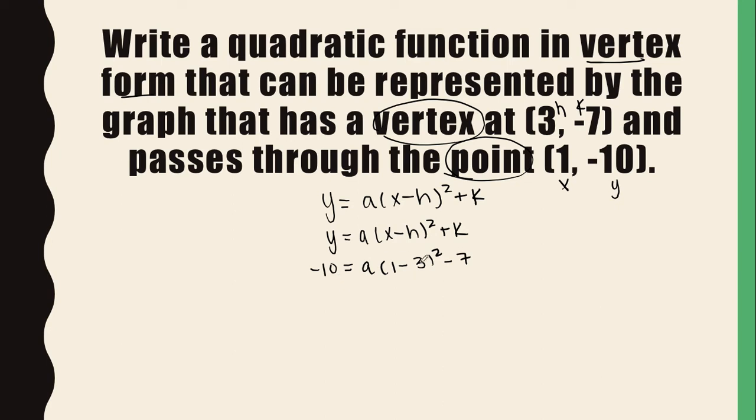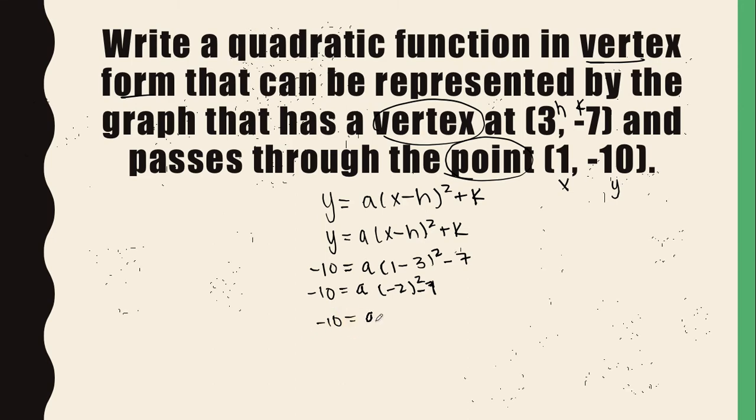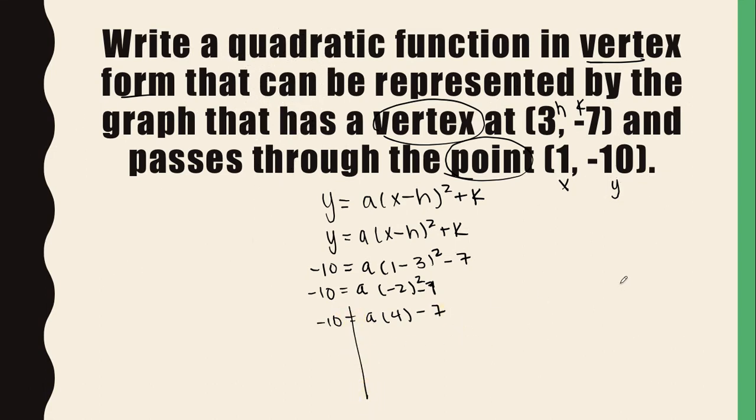So now that I have all of this done, I'm going to use all this information to figure out my a value. We have all the letters except a, so we need to find that. Remember PEMDAS, I have to go in the order of operations. So let's start with what's happening in parentheses. 1 minus 3 is -2. So I have -2 squared, oops, not plus, -7. Then exponent, -2 squared is 4, so -10 equals a times 4 minus 7. And remember, I'm solving for a.